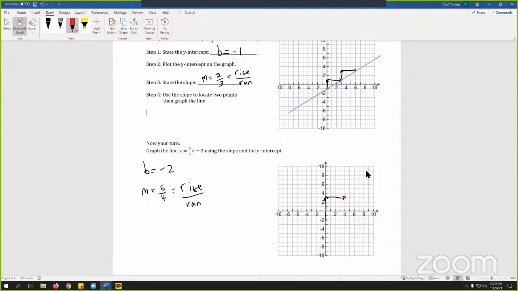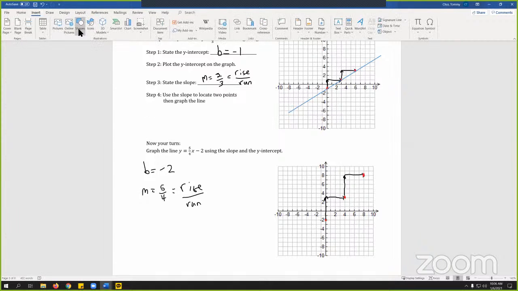And our third point, we're going to do the same thing, go up by 5. So 1, 2, 3, 4, 5 up here. And right by 4, ending us here for our next point. And if you have a ruler, you can connect them with a nice, beautiful line.